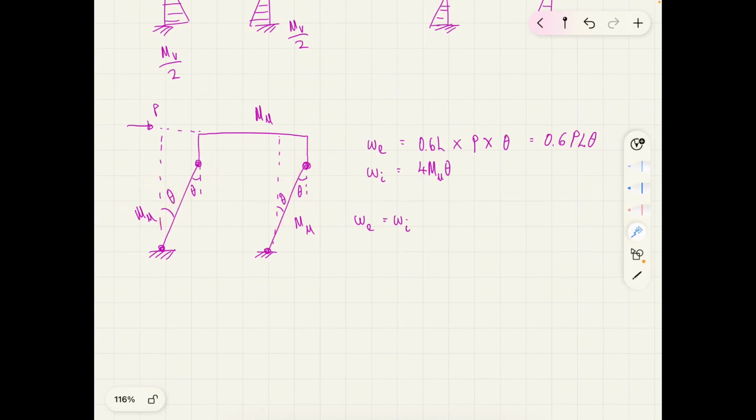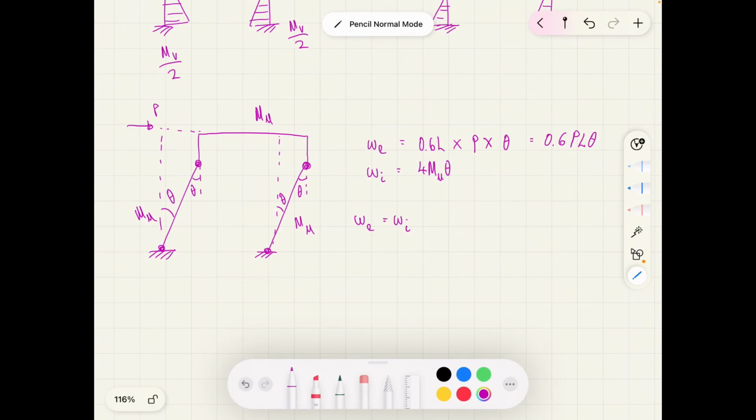Now, equating these, we are left with 0.6 PL theta equals 4 mu theta. Simplify the thetas. So the collapse load PC is 4 mu over 0.6 L, which further simplifies to 6.67 mu over L.